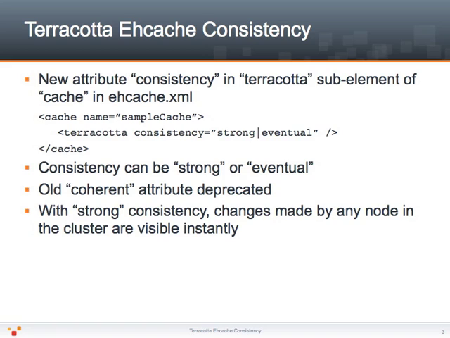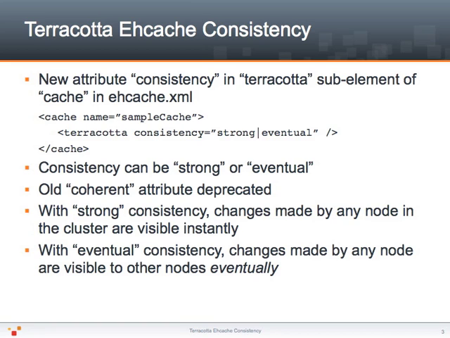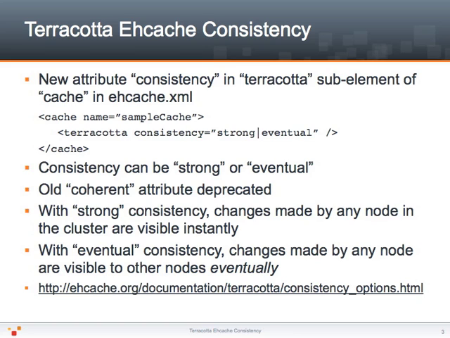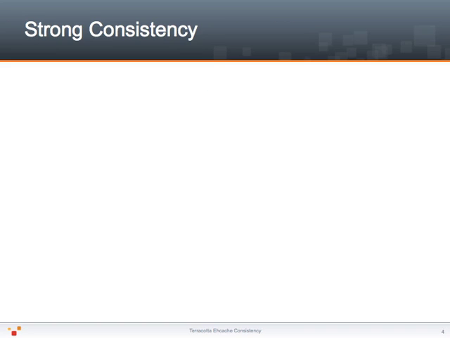With strong consistency, changes made by any node are visible to all the other nodes in the cluster instantly, while with eventual consistency, changes made by any node are visible to the other nodes eventually. You can go to the link ehcache.org/documentation/terracotta/consistency_options.html to read up more about the various consistency modes. Let's talk about these modes in a bit more detail.